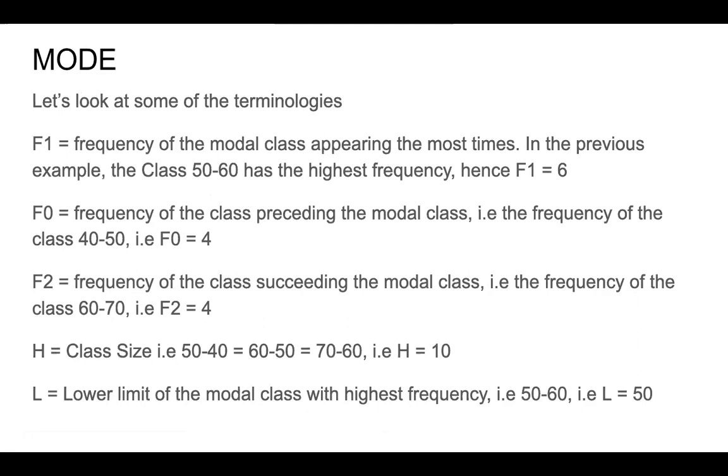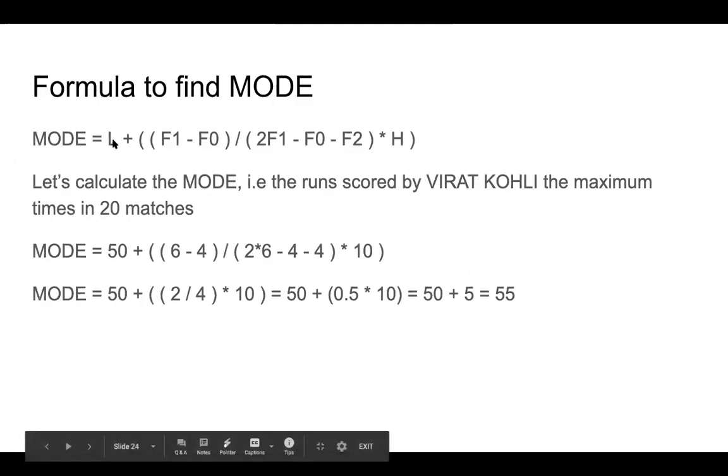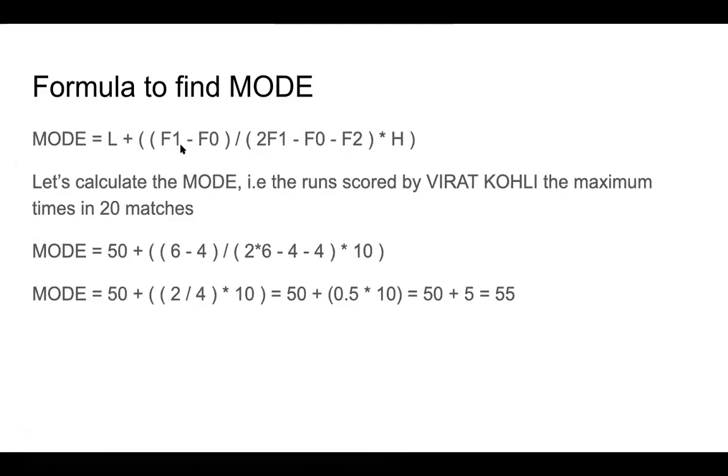How do we calculate the mode? How do we find the number of runs that Virat Kohli scored in the maximum number of matches? That is the mode. The formula is L, the lower limit, plus F1 minus F0, divided by 2 into F1 minus F0 minus F2. And then you have to multiply it with H.